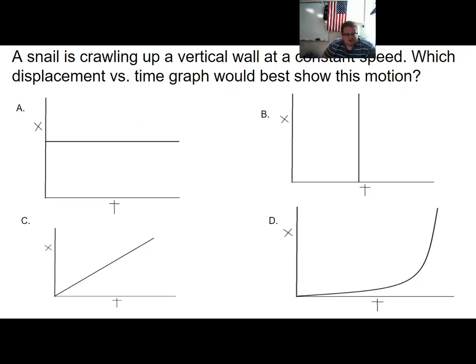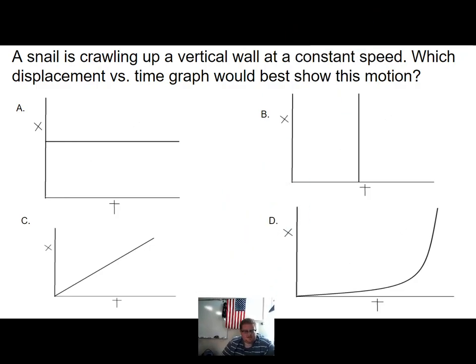Okay, now you should, based on what we just talked about, know the answer to this, right? Because if we have an object moving at a constant speed, sorry, I know I'm a little bit in the way, I'll just hang out here. A snail is crawling up a vertical wall at a constant speed. So which of these shows a constant speed or a constant velocity? Well, remember, velocity is slope. So which of these have a constant slope?